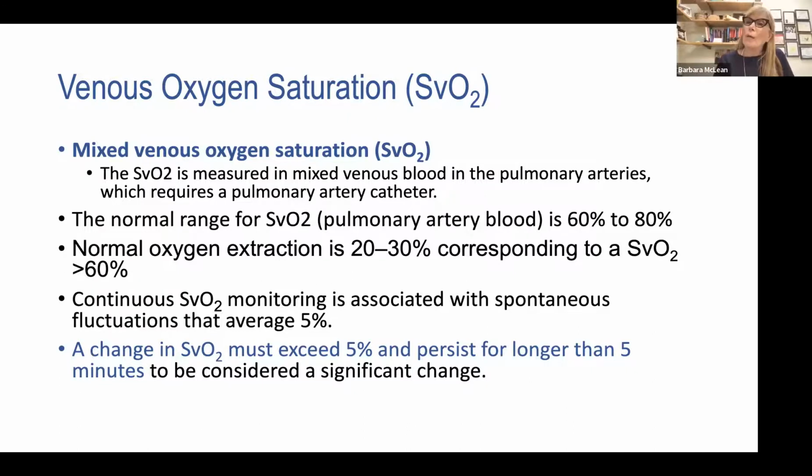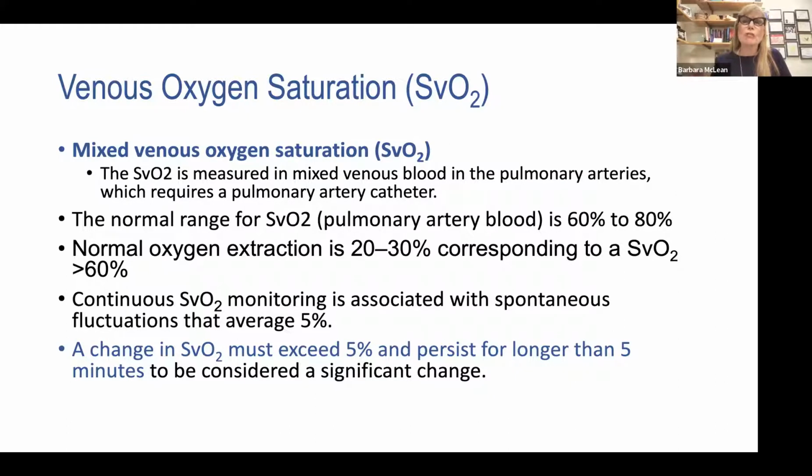Now, the thing about SvO2 is that it's going to go up and down and up and down a lot. Every second it changes. I cough, it goes down. I turn, it goes down. I am happy to see my husband, and it goes down. SvO2 is very variable. So is ScvO2. It's always associated with spontaneous fluctuations.